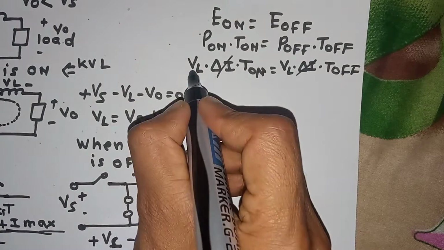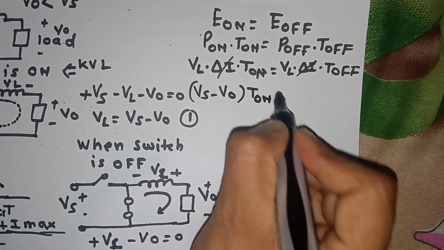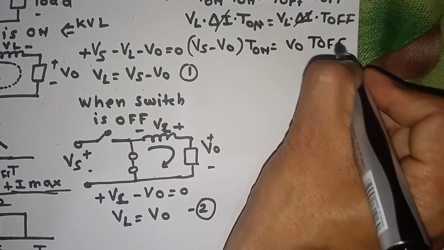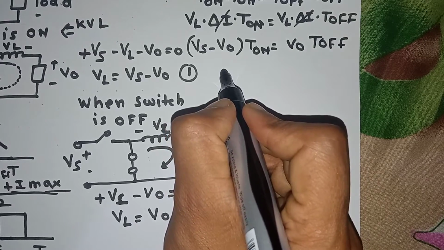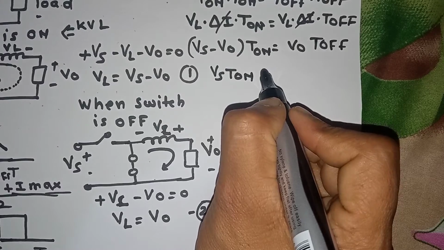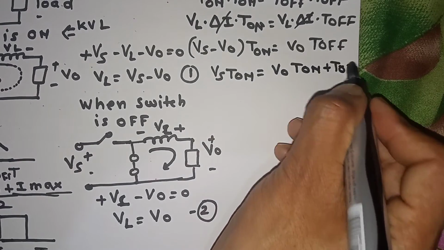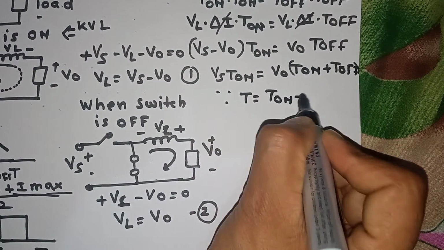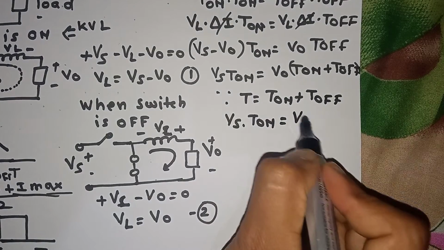We put the value here, so instead of VL we can write (Vs minus VO) multiplied by T on is equal to VO into T off. Now we can simplify this equation. We will get Vs T on is equal to VO (T on plus T off), and we know that the total time period is T on plus T off. So Vs into T on is equal to VO into T.